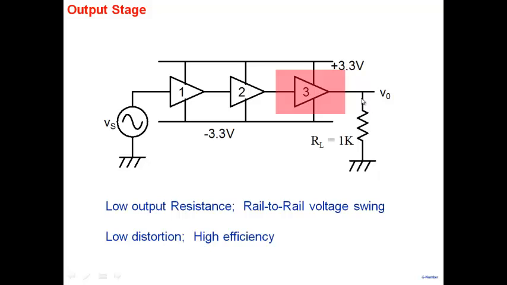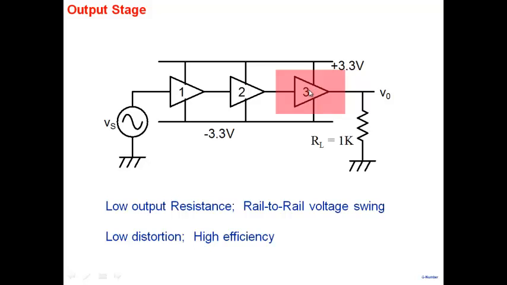The output voltage should be able to go to plus 3.3 and minus 3.3 here, the positive and the negative supply rails here. We need low output resistance, and of course we need low distortion, and preferably this stage should be a high bandwidth stage so that the overall bandwidth is not limited by it.